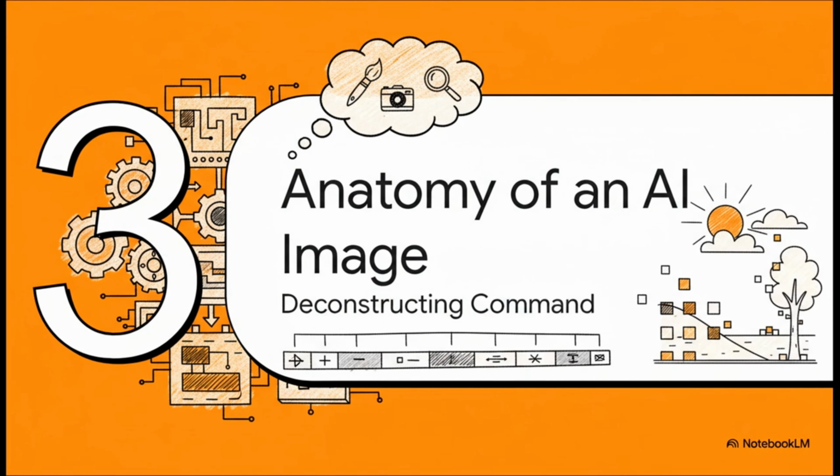But how does that translation really work? I mean, how does it go from text to that? Let's actually break down the prompt, deconstruct it, and see how an artist can build an entire image piece by piece using nothing but words.